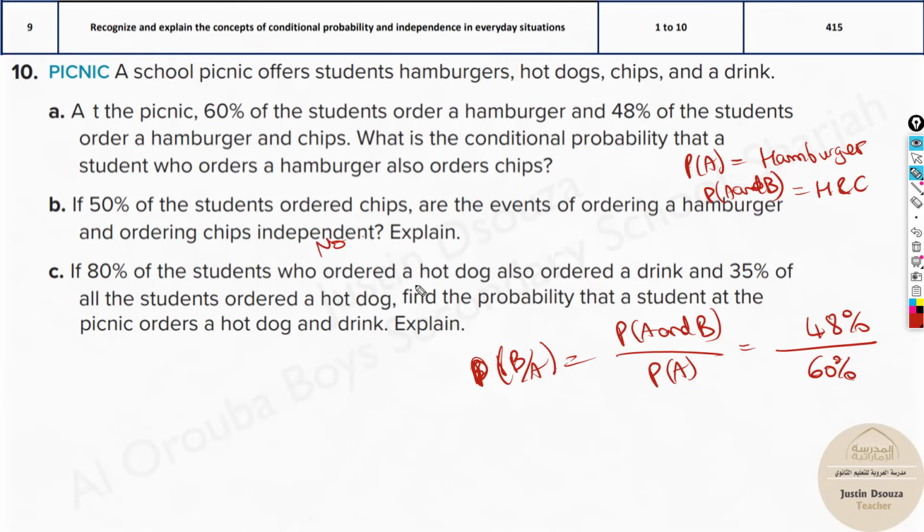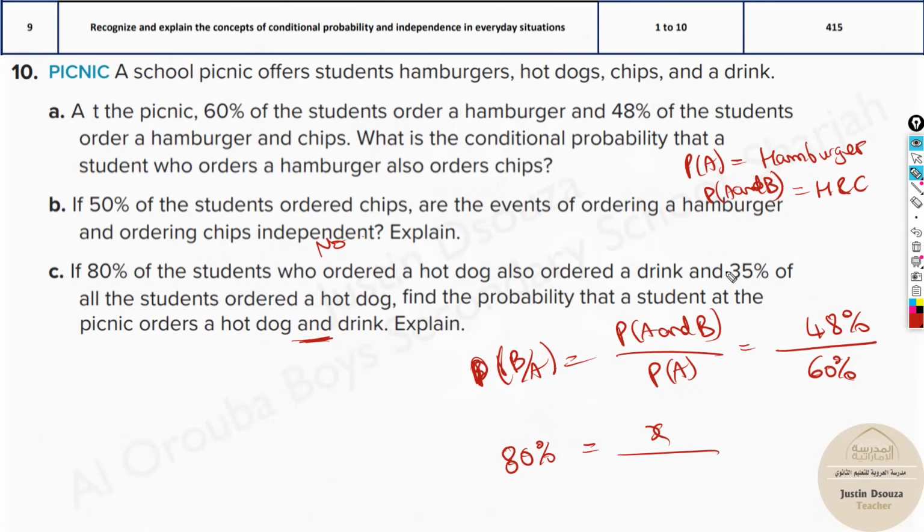If 80% of the students who ordered a hot dog also ordered a drink, and 35% of all the students ordered a hot dog, find the probability that a student at the picnic orders a hot dog and drink. Now, this is not a conditional probability question. The condition is already given. 80% of the students who ordered a hot dog also ordered a drink. So probability of B given A is given, that is 80%. It's already given. It equals... what is P of A and B? That is what we need to solve. Hot dog and drink. That is unknown. I'll take it as X.